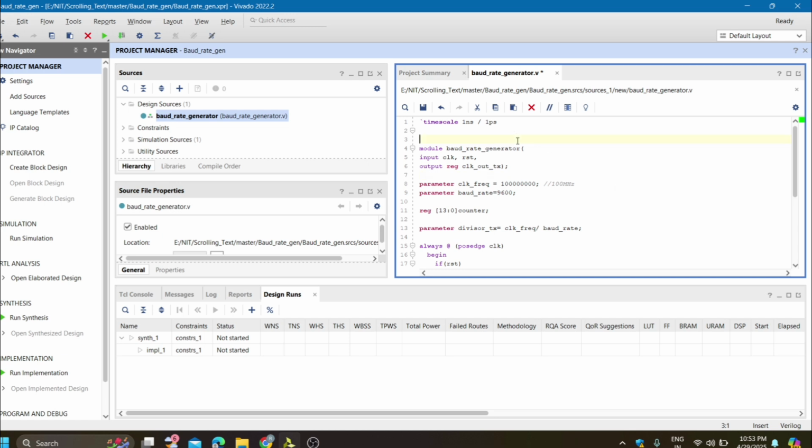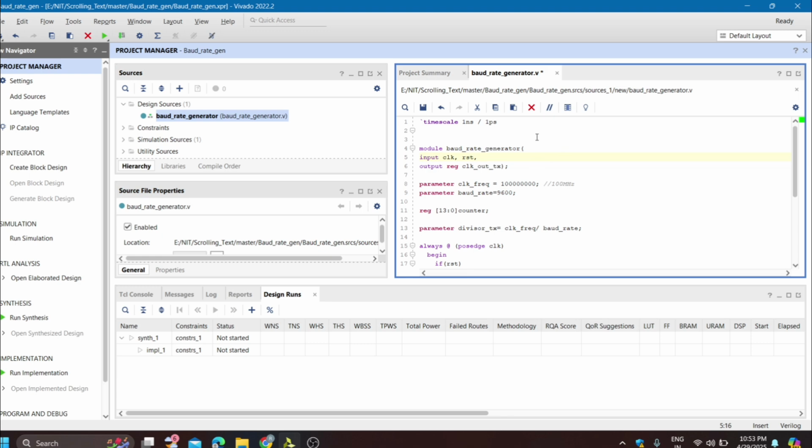In this baud rate generator, the theory I already explained in my previous videos, so you can go through that. Why are we going for the baud rate generator? Because in the UART communication protocol we don't have a common clock between the master and slave. So in that place we use baud rate, so that they can transmit and receive with the same data rate. Baud rate means data rate. So they can transmit and receive the data with some common data rate. That's why we are going for this baud rate generator.